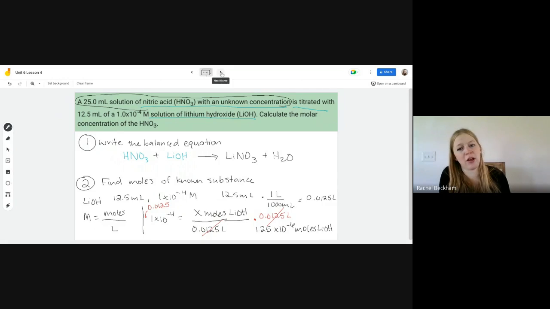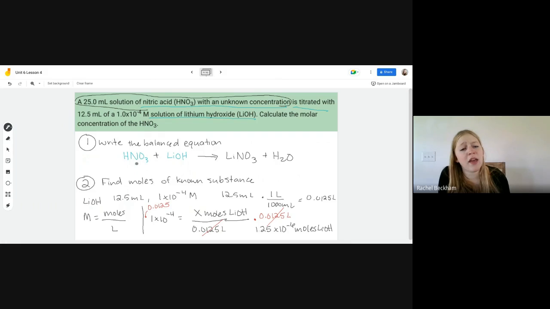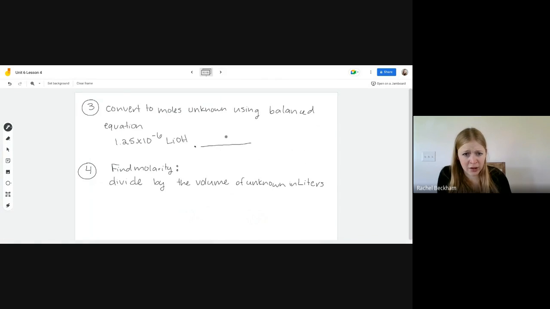Okay, and I'm going to copy that over right here. So this is how many moles of LiOH that I have. And I'm going to convert that over to moles of my unknown. Remember that my unknown is HNO3. Its concentration is unknown. So I'm going to convert it over to moles of HNO3. This is moles of LiOH, by the way. So moles of HNO3, you put what you want to get to on top and what you want to cancel out on bottom. And I want the LiOH to cancel out.